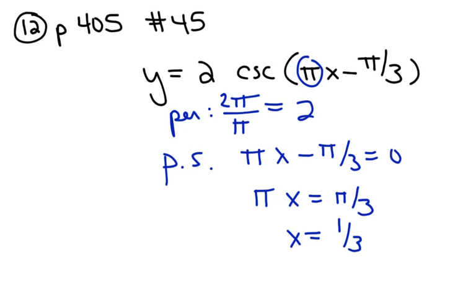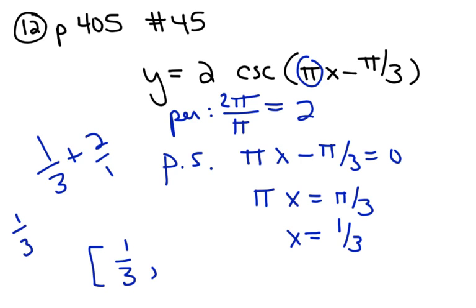For the interval on which we could graph one period, we would do 2, comma, not 2, let's try that again. It's always the phase shift, comma, the phase shift plus the period. And 1/3 plus 2 is going to be 7/3. And that's the interval on which we would graph one period of the cosecant graph.